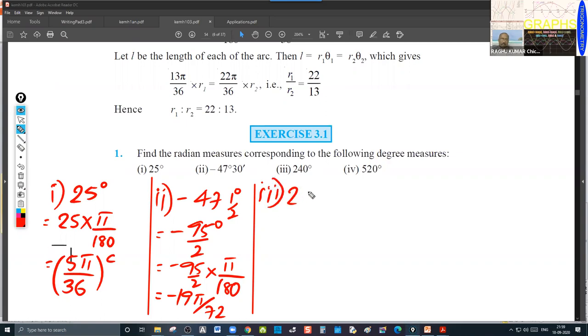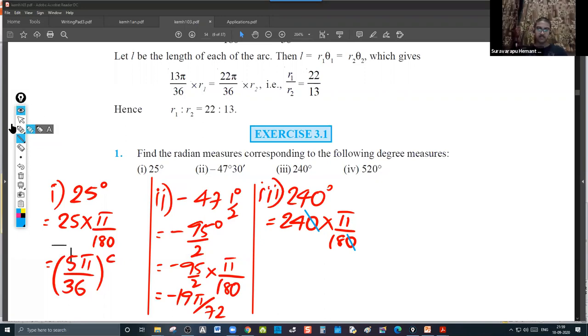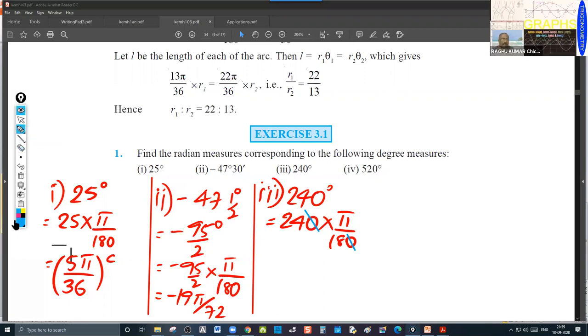240 degrees. If you want to convert 240 into radians, multiply by pi by 180. You can check this anyway, the zeros get cancelled. That becomes 4 pi by 3. Yes, you're right. Nothing but 4 pi by 3.